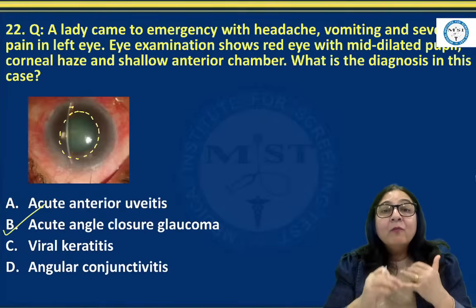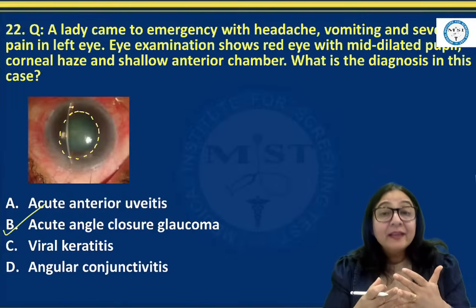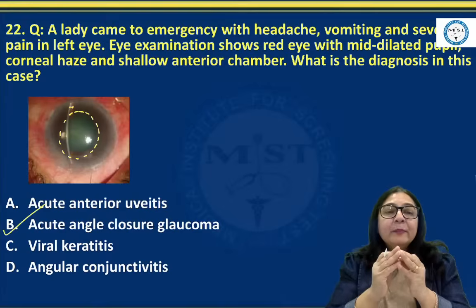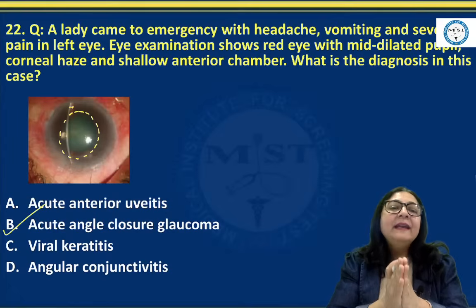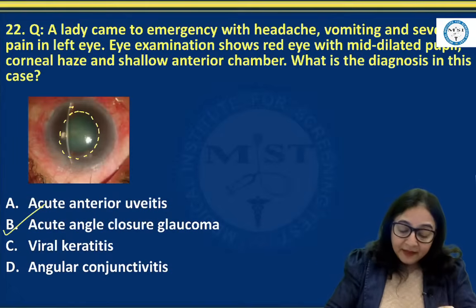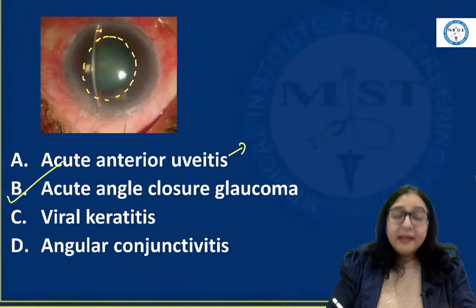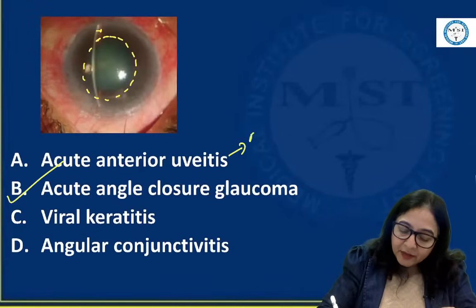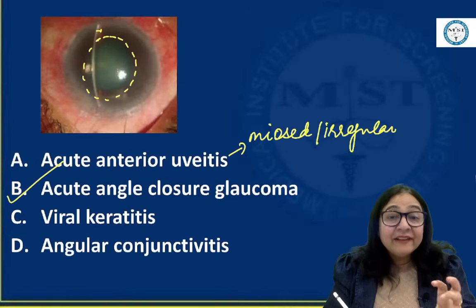Okay, so why is there severe headache and severe pain? Because intraocular pressure is very, very high. Mid-dilated pupil with corneal edema and shallow anterior chamber means there is acute angle closure leading to high intraocular pressure. Okay. How to differentiate it from the other causes of the painful red eye? In anterior uveitis, the pupil is miosed or irregular. Okay, as we just saw, it is not a mid-dilated fixed pupil.